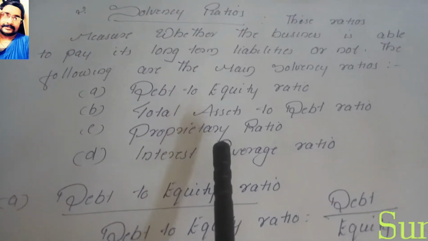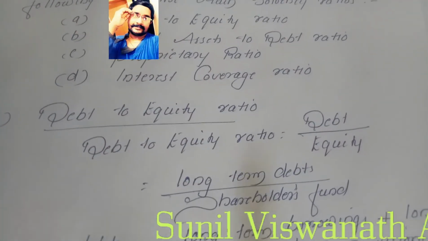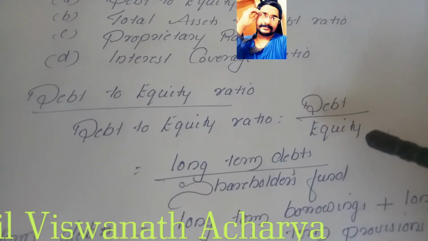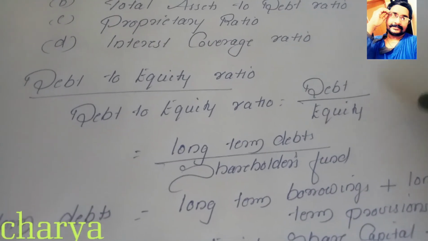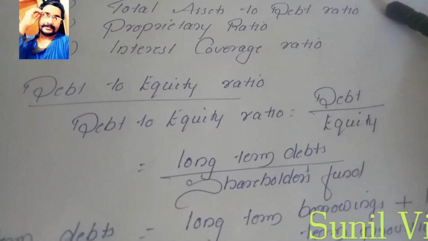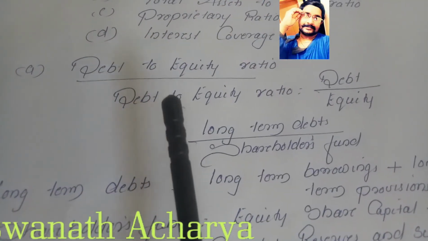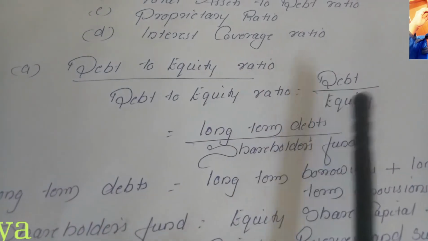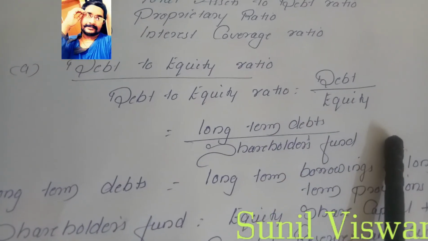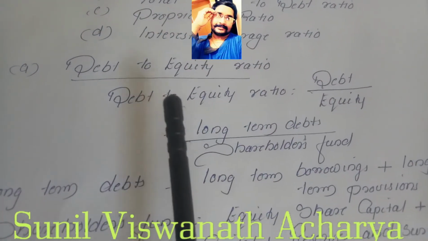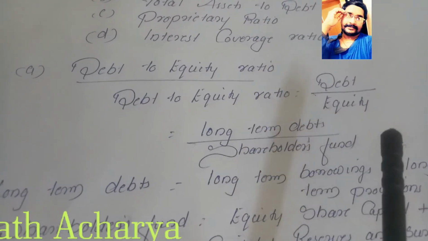All these solvency ratios we represent in the form of 'is to'. If your answer is 1, we will write 1 is to 1. If the answer is 2, you will write 2 is to 1. So you always remember, the standard or ideal debt equity ratio is 2 is to 1.